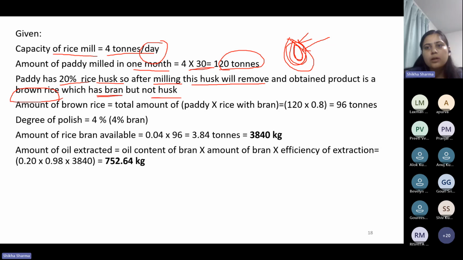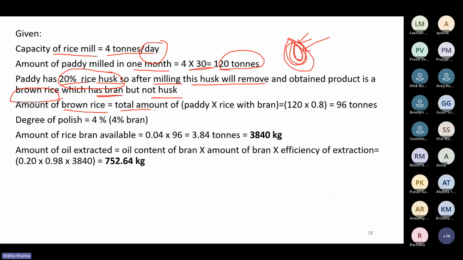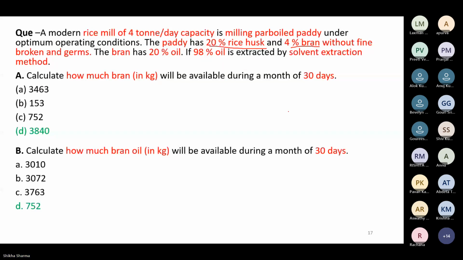So the brown rice is a product that has the bran but not the husk. For the total amount of brown rice, we are removing the 20% rice husk and considering 4% of the bran. So the total amount is the total amount of paddy into the rice with bran. If we remove this 20% from 100%, so 100 minus 20, we get 80%, which is the rice without husk.